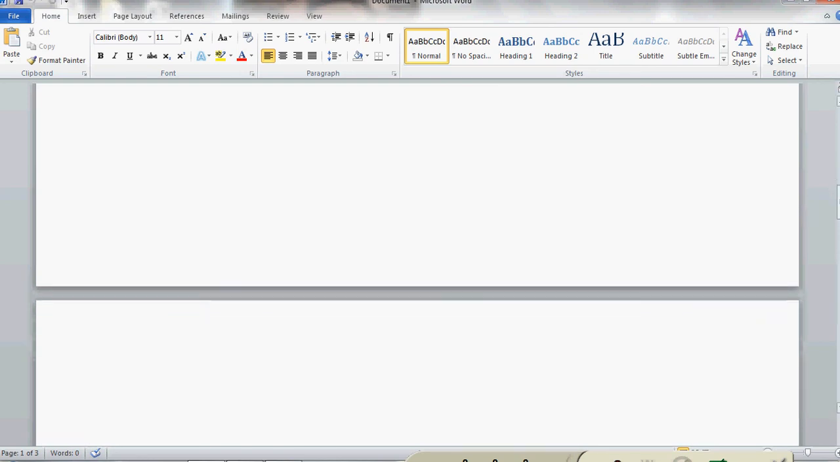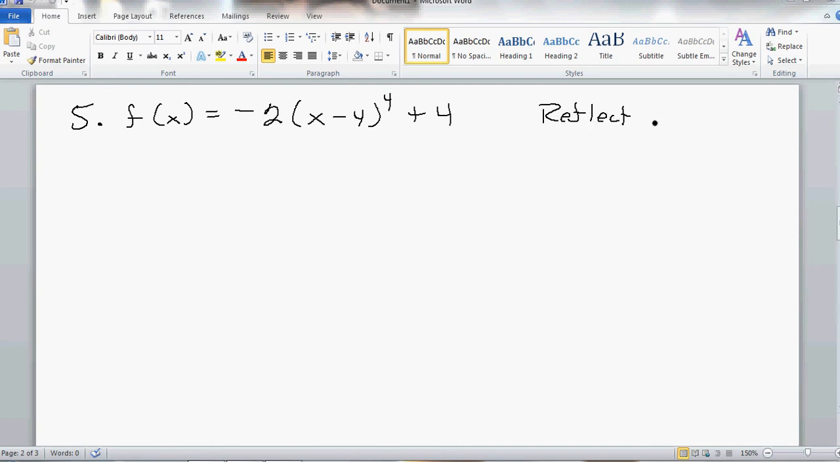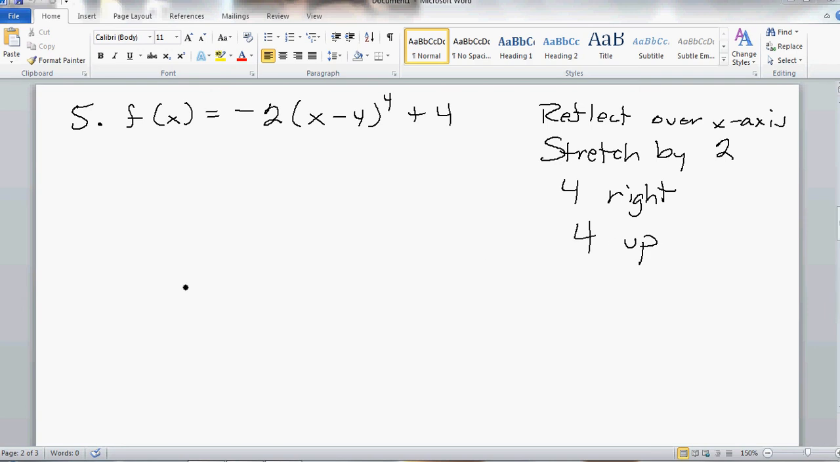Let's go on down to the next page. Examples 5, 6, and 7 are all pretty much the same, just a little more involved as we go through. Number 5, f of x equals negative 2 times the quantity x minus 4 raised to the 4th power plus 4. So I know I need to reflect over the x-axis. I know I need to stretch it, not compress it. Stretch by 2. I'm going to go 4 to the right. That's what that minus 4 still means. And the plus 4 means we're going to go 4 up.